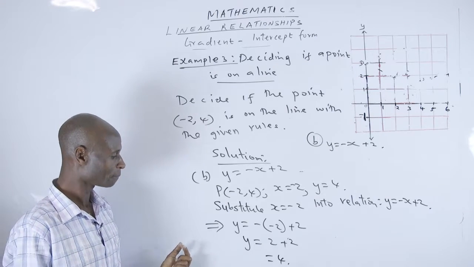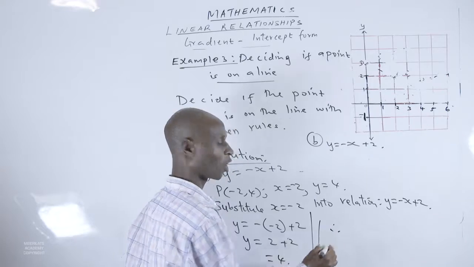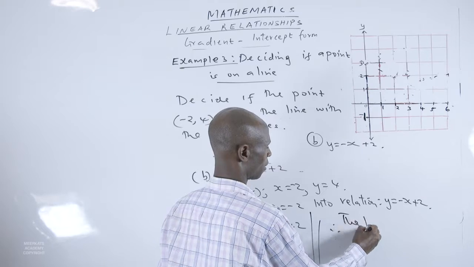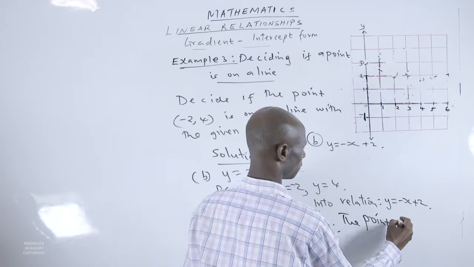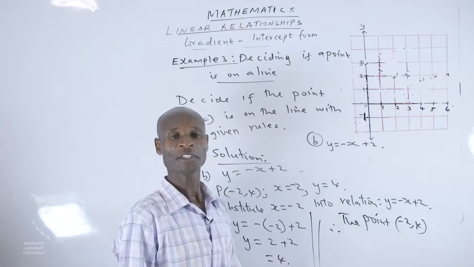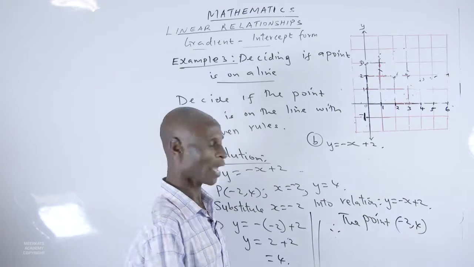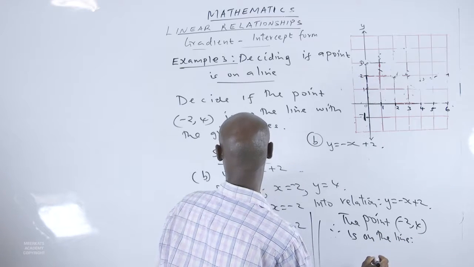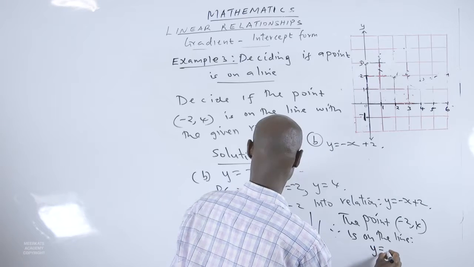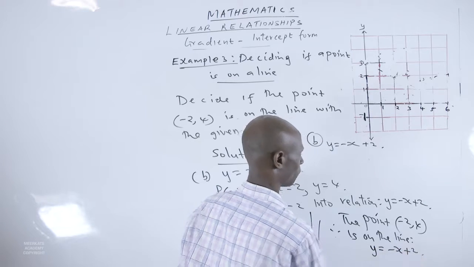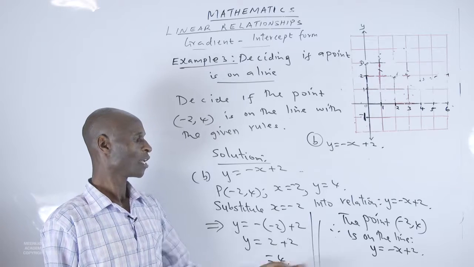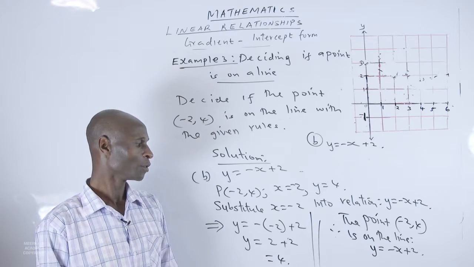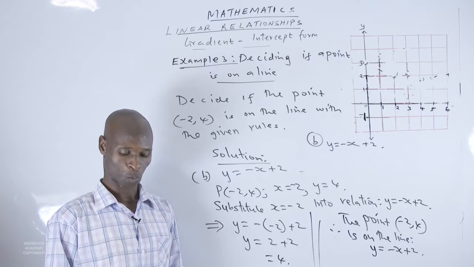And therefore we can say, in conclusion, that the point negative 2, 4 is on the line. The point negative 2, 4 is on the line y is equal to negative x plus 2.